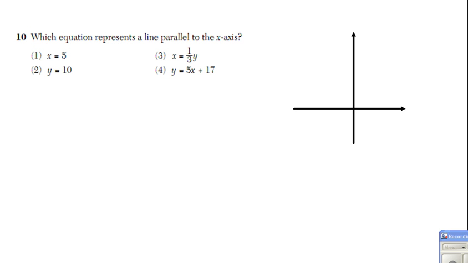Alright, number 10. Something has to be parallel to the x-axis. X-axis is right here. In order for it to be parallel, we have to go something like this, meaning y has to be constant no matter what, which will be choice number 2.